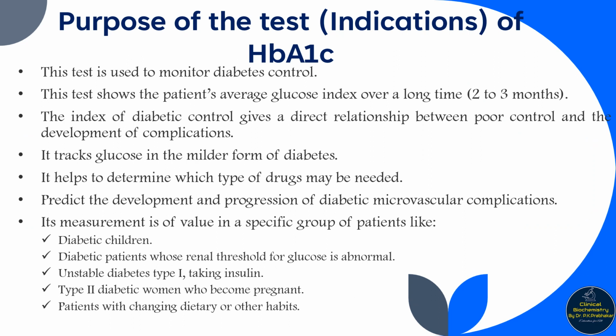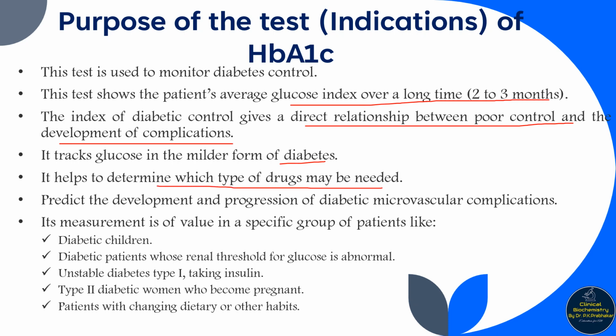This test shows the patient's average glucose index over a long period of time, that is 2 to 3 months or 4 months. The index of diabetic control gives a direct relationship between poor control and the development of complications. It tracks glucose in the milder form of diabetes. It also helps in determining which type of drugs may be needed. It predicts the development and progression of diabetic microvascular complications.